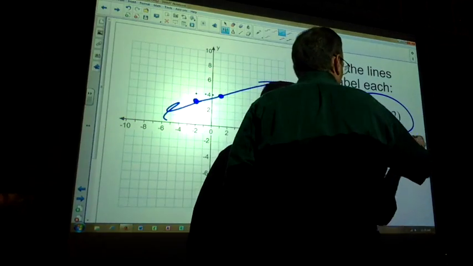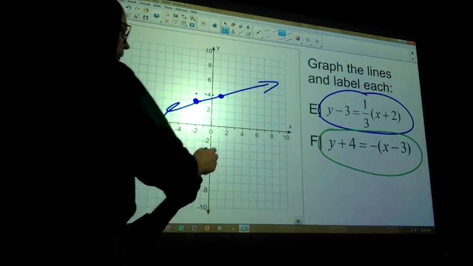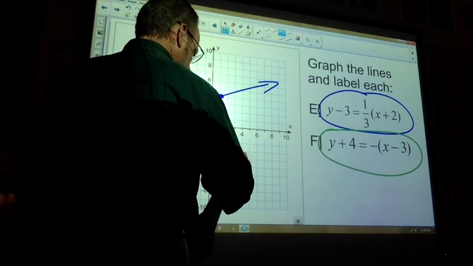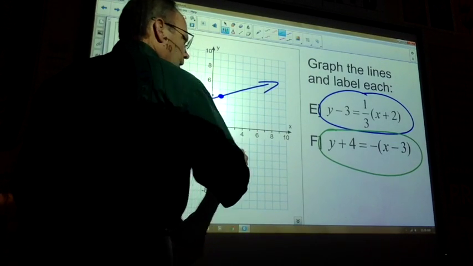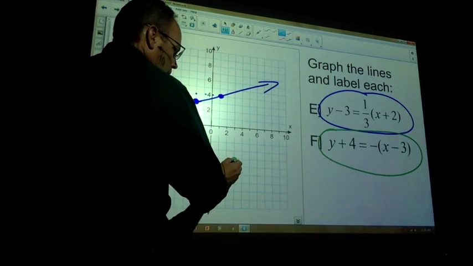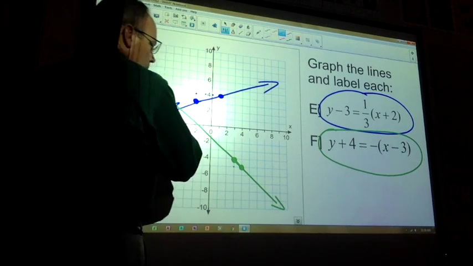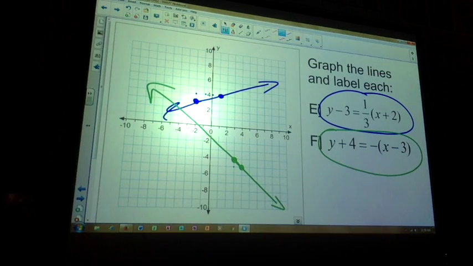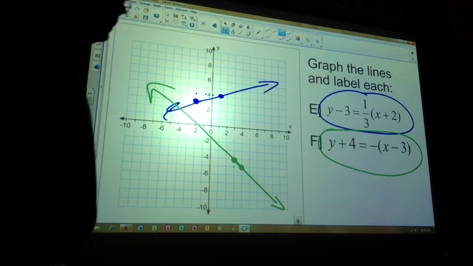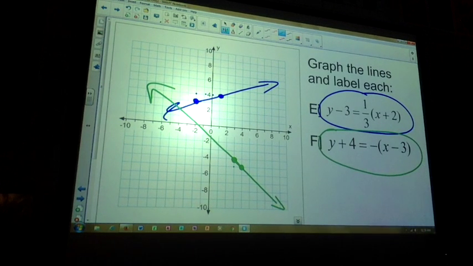All right, what is my point on this one? +3, -4. Good. My slope is -1. So from this point, I'm going to go down 1, right 1. Connect the dots. Done. We doing all right?